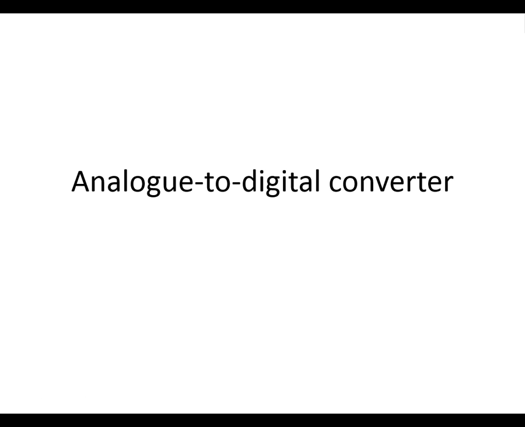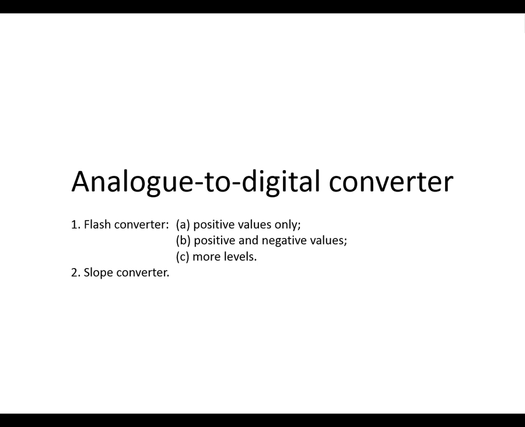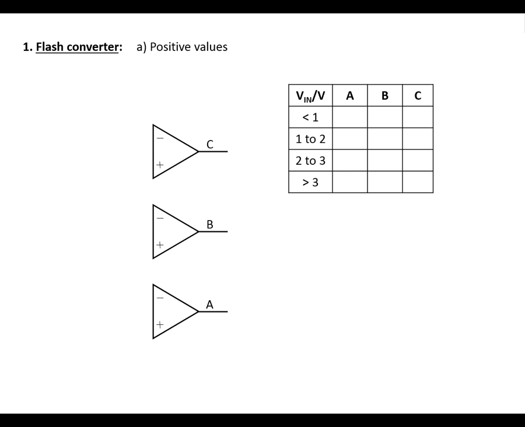Analogue-to-digital converter. We're going to look at two different systems. Firstly, the flash converter and then the slope converter. With the flash converter, we use comparators. And we're going to look at four different voltage ranges: less than 1 volt, 1 to 2, 2 to 3, and more than 3 volts for the input.